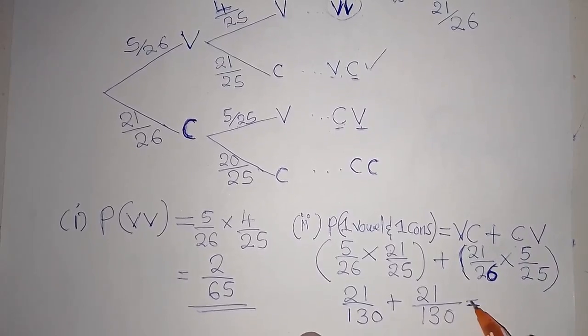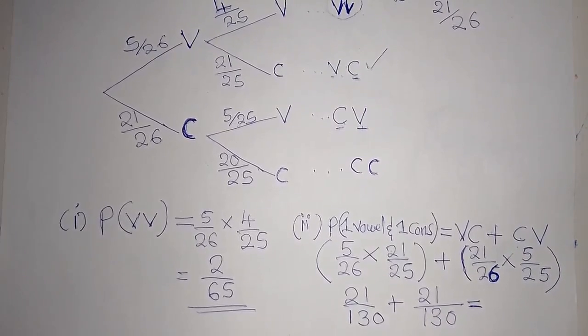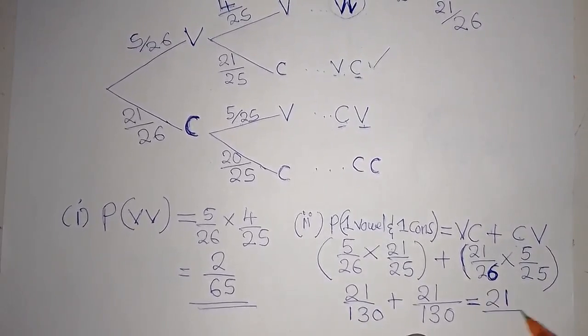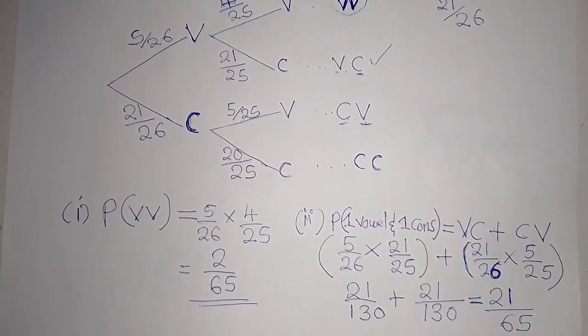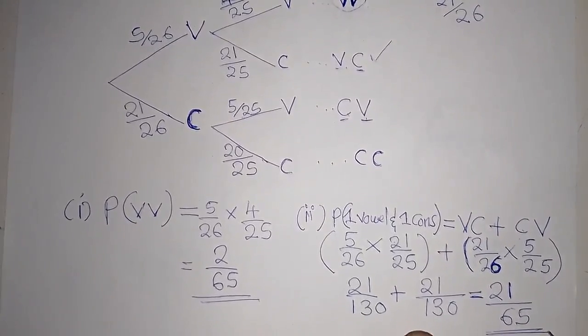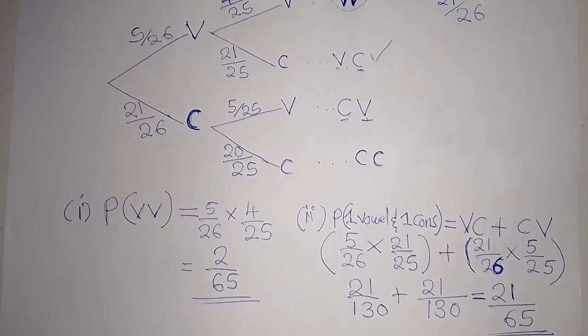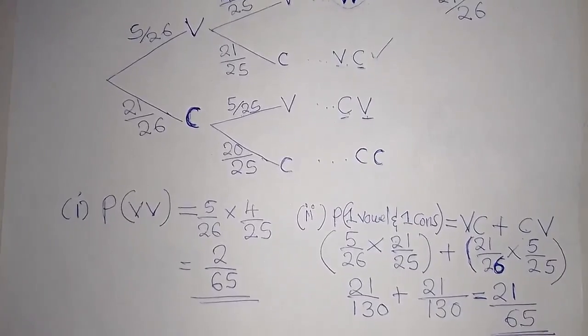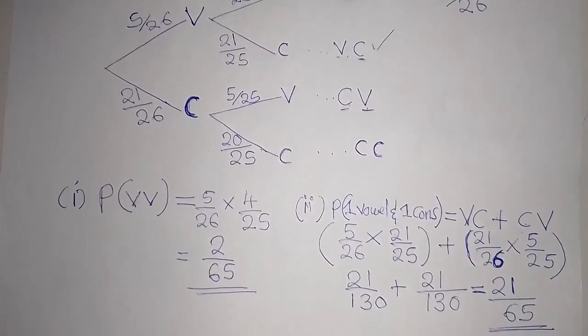So when you add these two, 21 over 130 plus 21 over 130, what are you going to get? You are going to get 21 over 65. This is the answer that you need to get. So that's how we get to answer that one. Make sure you follow these.